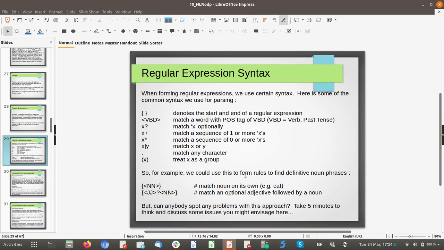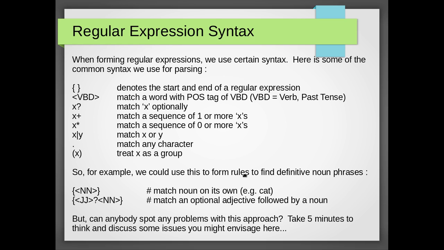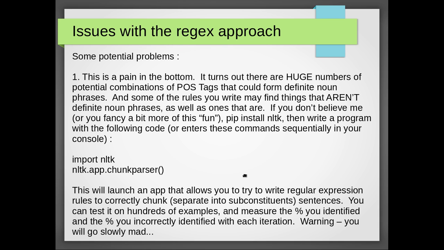Okay, so I hope you've all had a think about what some of the issues might be. So here are some potential problems I think with the regular expression-based approach here. First one, and probably quite an important one, it's a complete pain having to do this, because it turns out there are huge numbers of potential combinations of POS tags that could form definite noun phrases. So you need to come up with rules that would make sure that you capture all of those combinations.